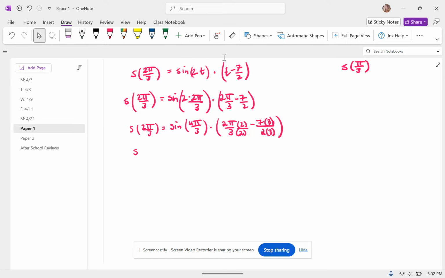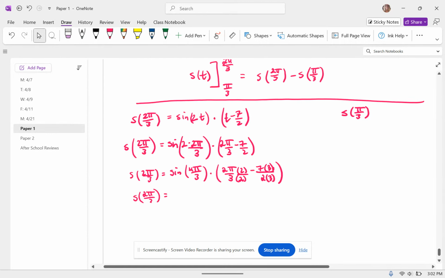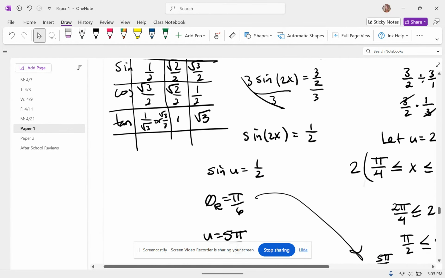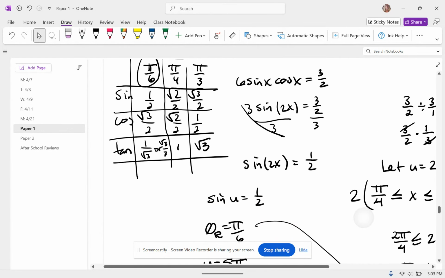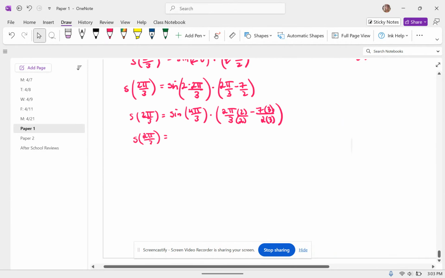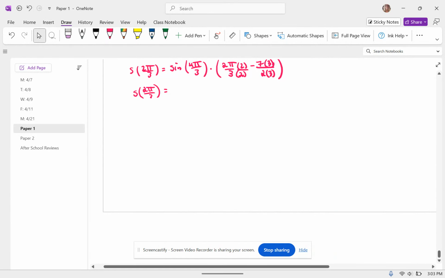All right, I'm just getting common denominators here. Sine of 4 pi over 3. What's the sine of pi over 3? You guys have your chart from earlier? Sine of pi over 3 is rad 3 over 2. And then what quadrant are we in for 4 pi over 3?